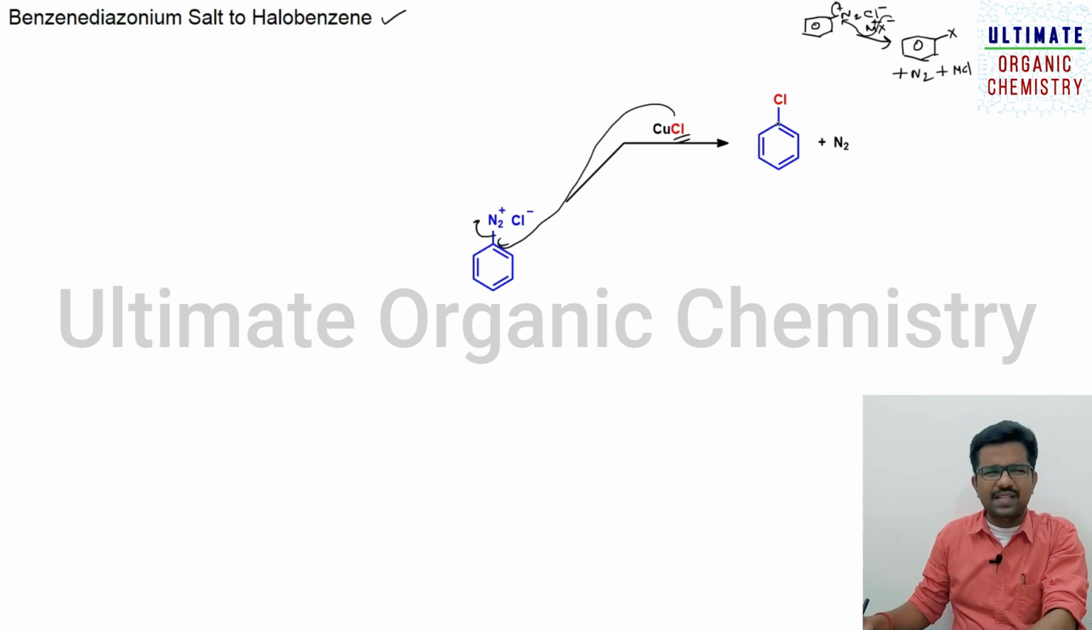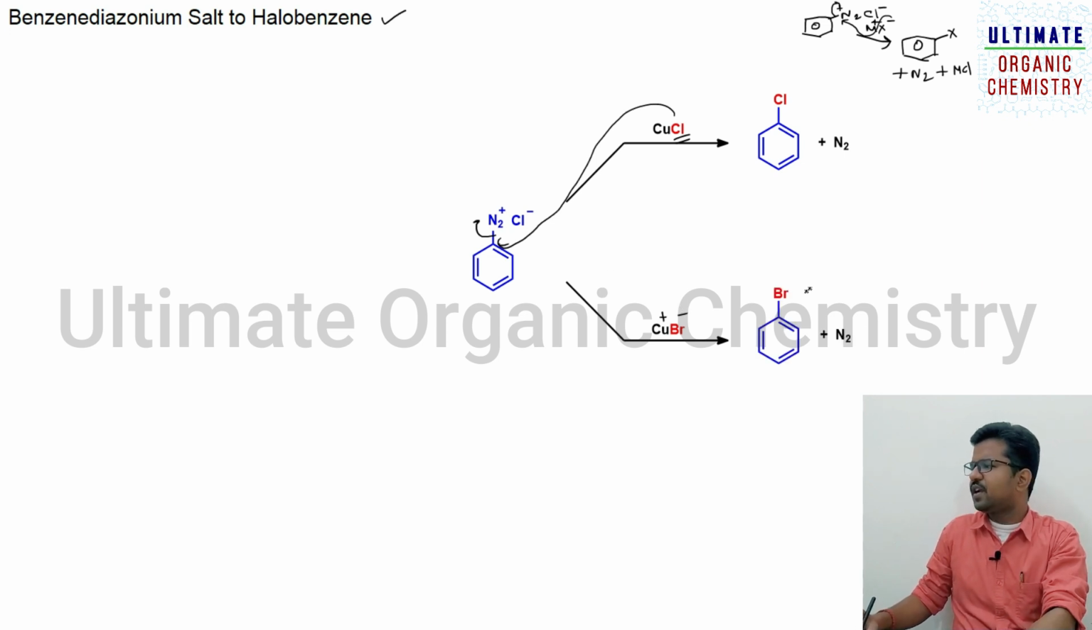So this is the basic mechanism. If you are given CuBr, that is copper 1 bromide, that means Cu plus and Br minus, this Br minus will attack here and lead to the formation of bromobenzene, along with nitrogen gas. These two reactions are called the Sandmeyer reaction.